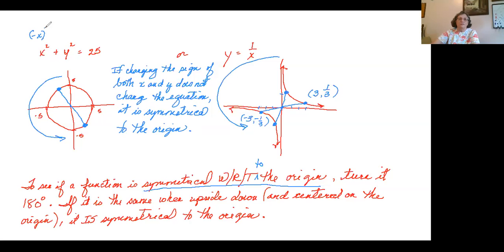Here, if we put negative x squared plus negative y squared equals 25, this still results in x squared plus y squared equals 25. Here, if we change the sign on both the x and the y, we get negative y equals 1 over negative x. But if we multiply both sides by negative 1 to change this back to a positive y, so we can compare the two, we go back to y equals 1 over x. This is the same. This is the same. So both of these are symmetrical to the origin.